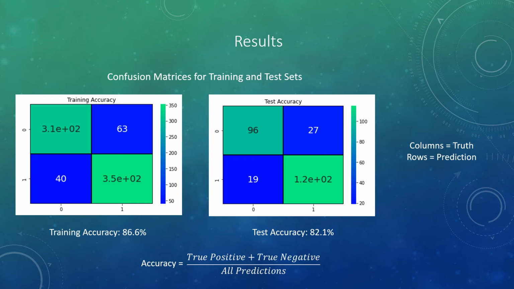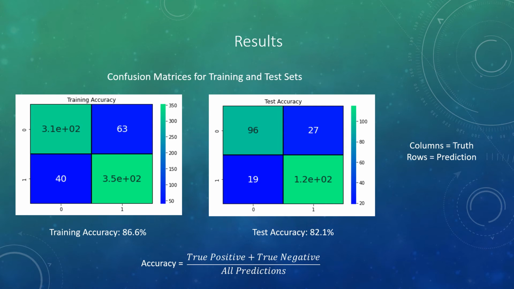Our model's training accuracy was 86.6% and 82.1% for the test. These two matrices are called confusion matrices. They show how accurate your model is. The columns, the 0 and 1 columns, are the truth, whether the patients really did or didn't have heart disease, and the rows are our prediction. For example, in the top left, we predicted that the patient didn't have heart disease, and they did not. And in the bottom right, we predicted that they did have heart disease, and they did. So the top left and the bottom right are correct. Those are where we predict accurately.